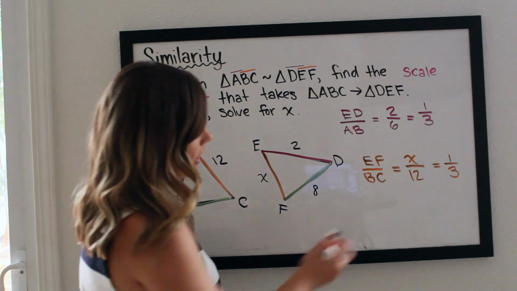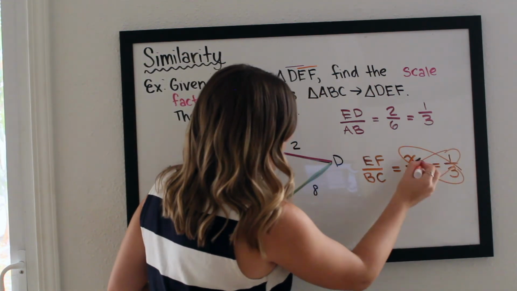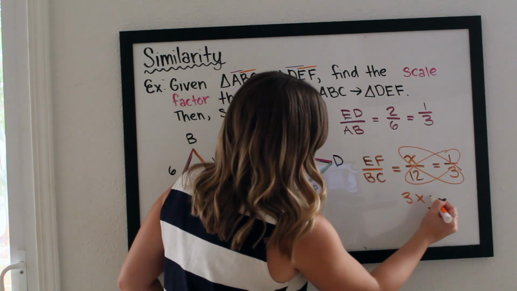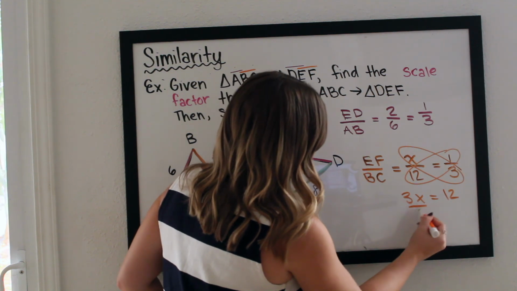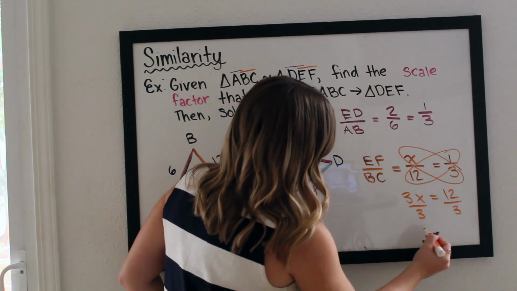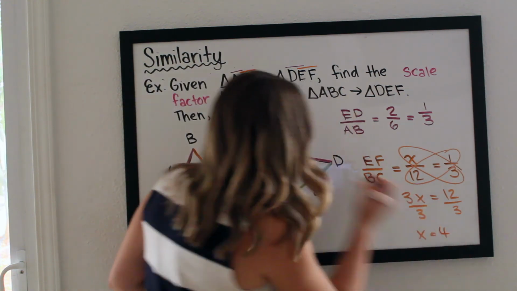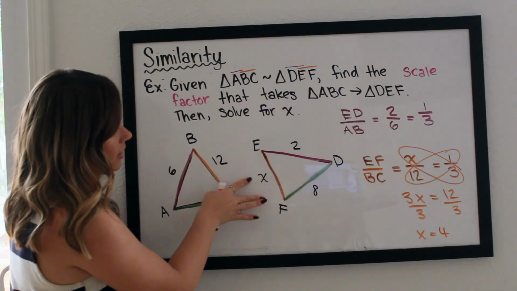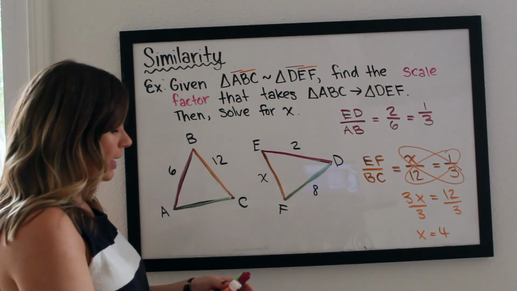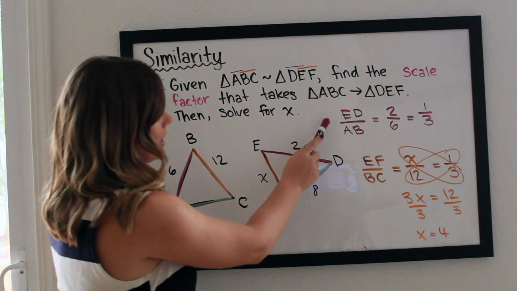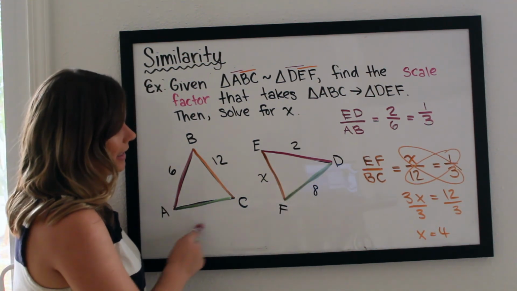So what I can do here is actually cross multiply. 3 times x is 3x, which equals 12 times 1, which is 12. Divide both sides by 3, and x equals, well, 12 divided by 3 is 4. So the length of EF is 4 units in this case. So notice how we have some uses. Once we get that scale factor, I could actually even go through and solve for AC as well.